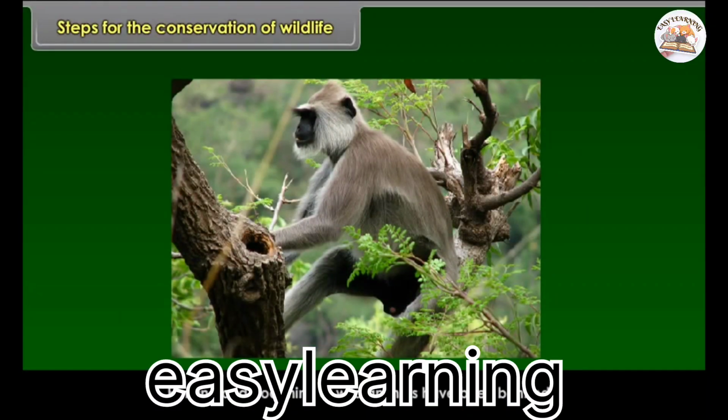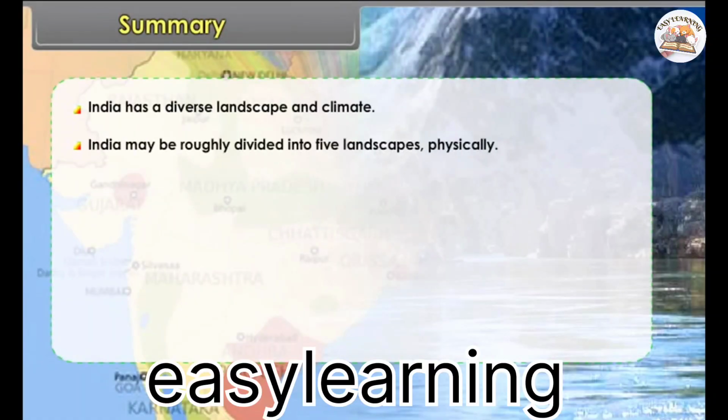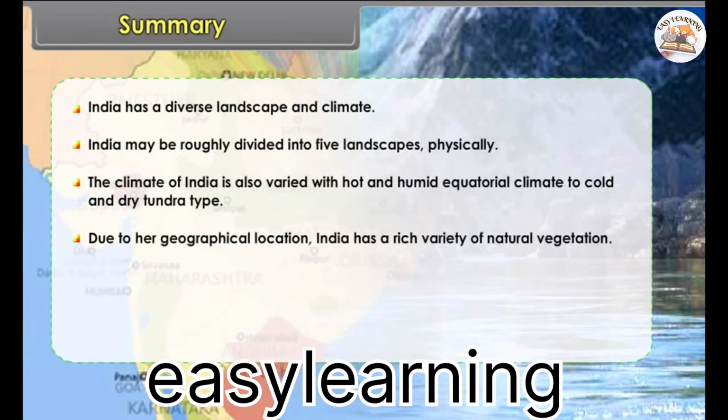Steps for the conservation of wildlife. In order to protect wildlife, numerous national parks, sanctuaries, and biosphere reserves have been set up. A national park is a reserved area where wildlife are preserved in their natural setting. The purpose of a national park is to preserve natural vegetation, natural beauty, and natural wildlife.